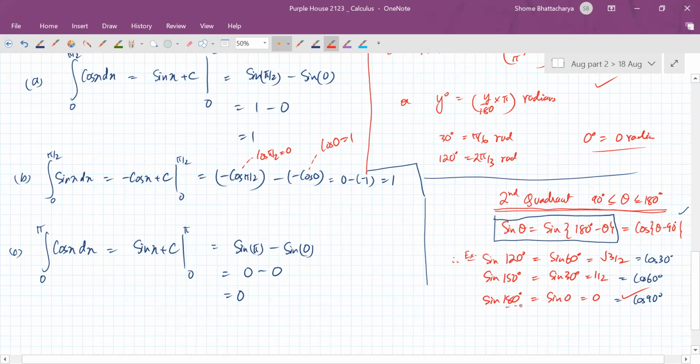Similarly, what is sine of 180? It comes out to be 0. Sine of 180 is the same thing as sine pi. The question here was, how did sine pi come out to be 0? So the answer to that is this.